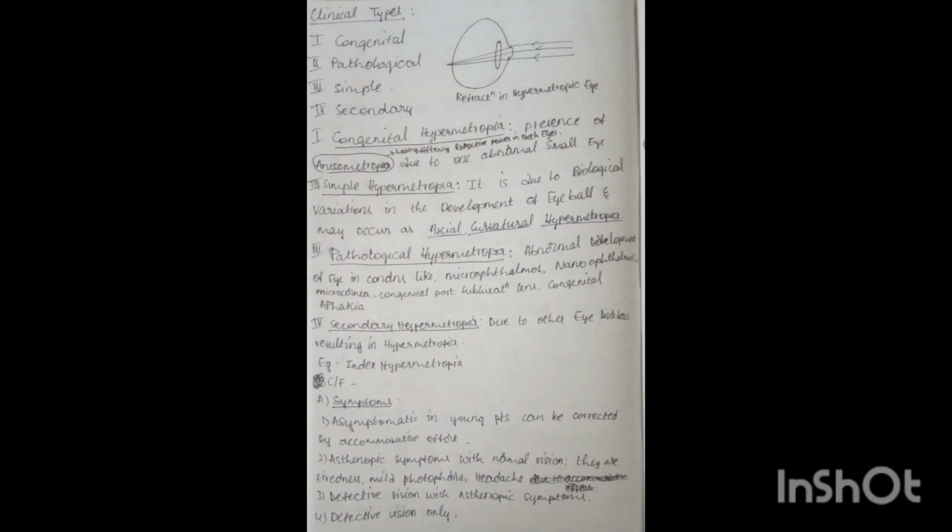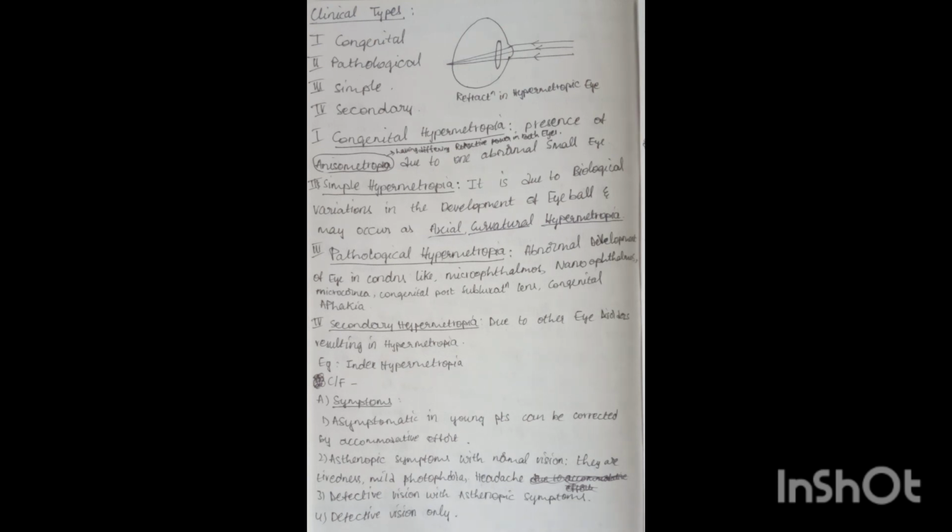Congenital hypermetropia. Presence of anisometropia due to one abnormal small eye causes congenital hypermetropia. This condition occurs since birth. The child is born with one abnormal small eye, because of which anisometropia occurs, which means having a different refractive index in both eyes. Obviously, there is a difference in refractive index. In the normal eye there will be one refractive index, and there will be a decreased refractive index in the small eye. This causes anisometropia and congenital hypermetropia, which causes blurred vision. Of course, the child cannot tell you that, but it causes hypermetropia.